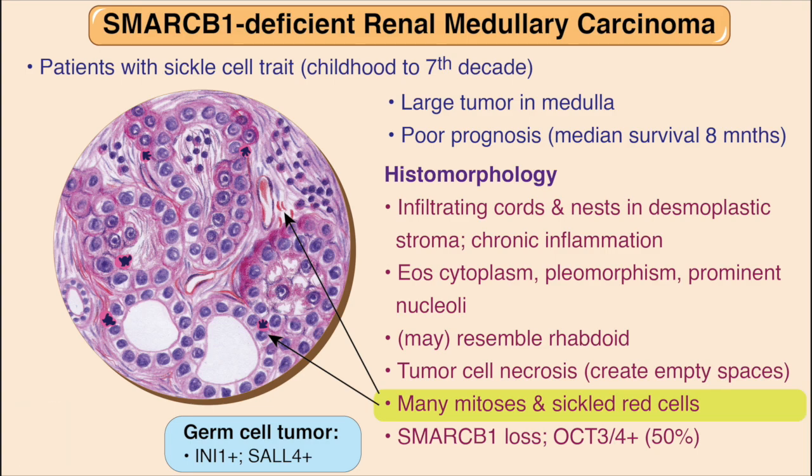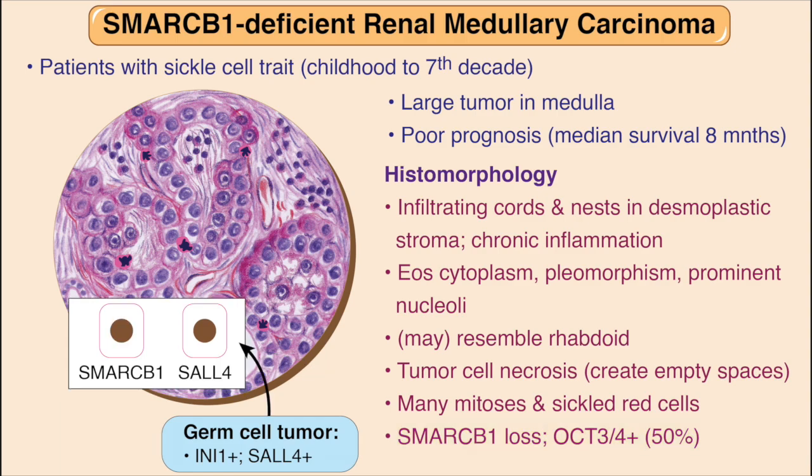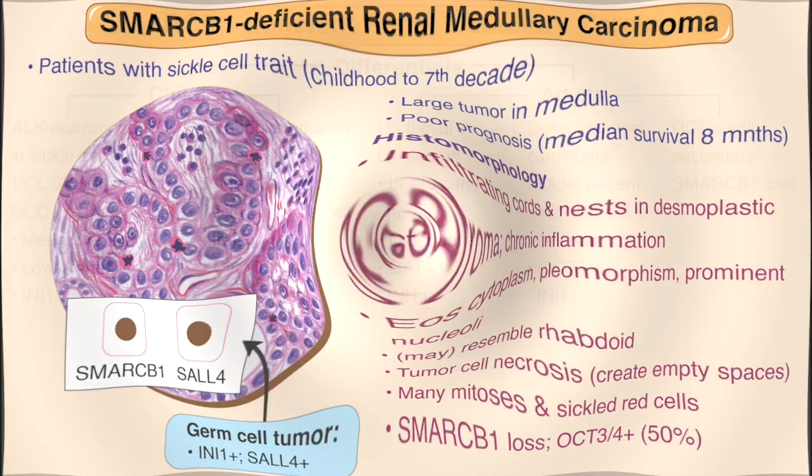Red blood cells, both within the tumor and in non-tumoral areas, demonstrate sickling. Tumor cells show loss of SMARCB1 positivity. About half of the cases demonstrate OCT34 positivity. OCT34 positivity makes germ cell tumor a close differential in young patients. Germ cell tumors retain INI1 positivity. Additionally, SALL4 immunopositivity favors germ cell tumor over renal medullary carcinoma.